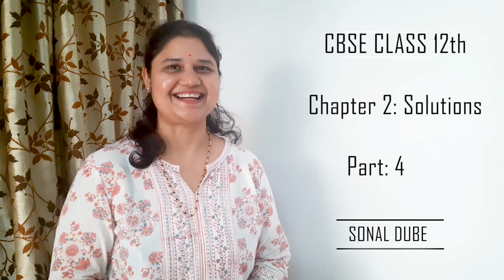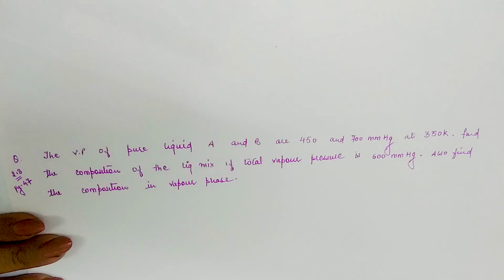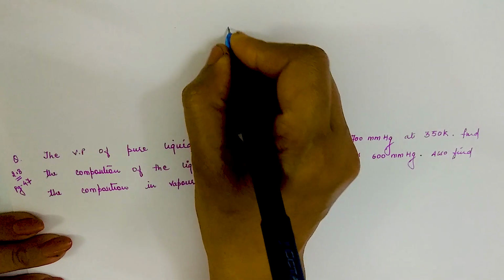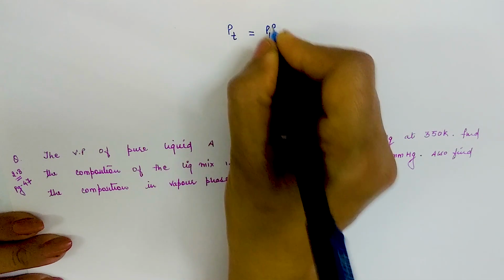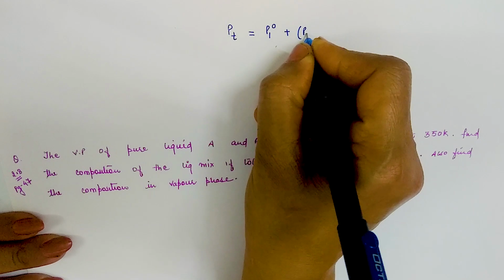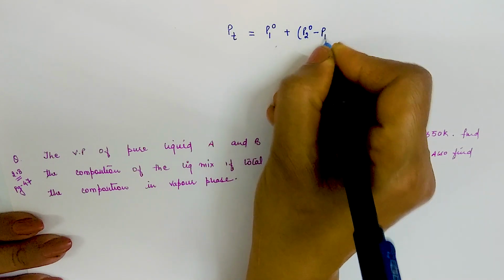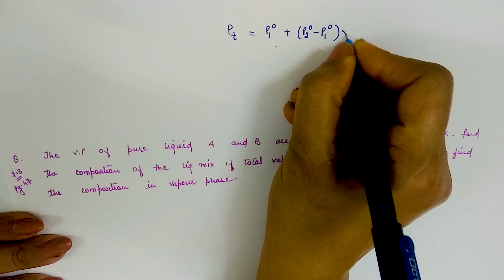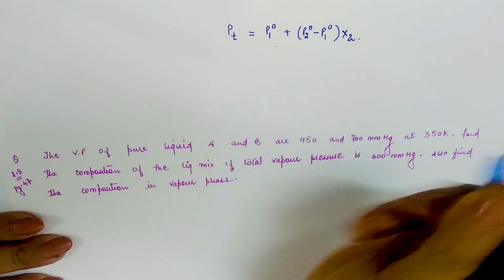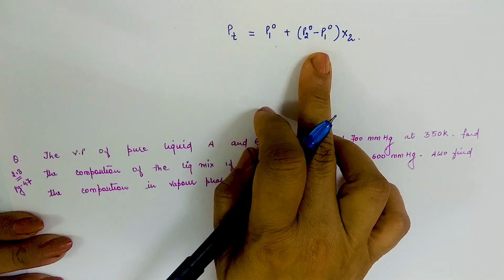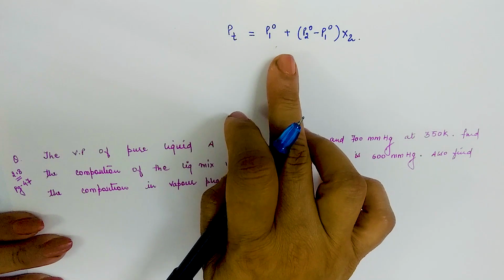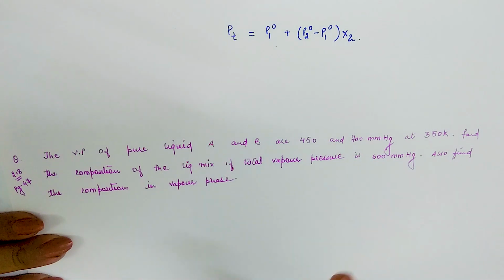Now, let's start. In the last lecture, we talked about Raoult's law, and we said that the total pressure PT is equal to P1 naught plus (P2 naught minus P1 naught) into X2. We derived this equation from Raoult's law. Now we are doing the numerical of it.